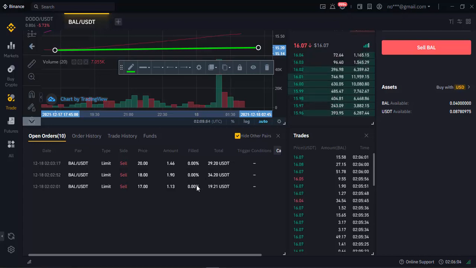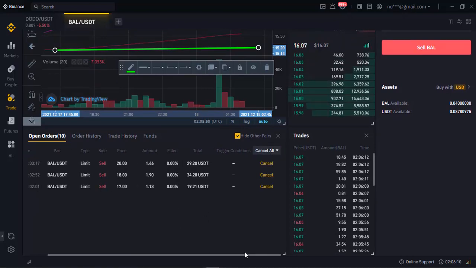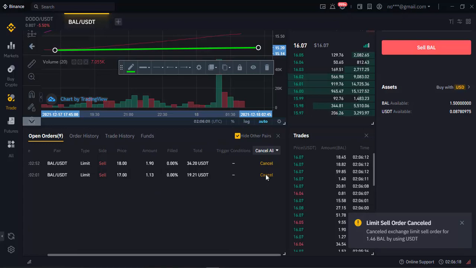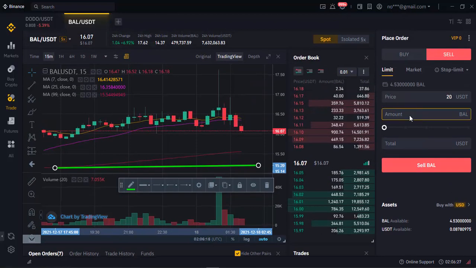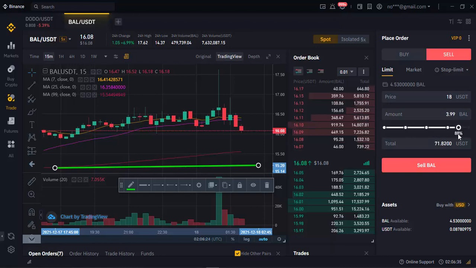But if you want to sell everything at once, I'm going to go ahead and cancel all these orders. We want to set it at once, without dividing them or taking profit at different prices. We can go ahead and say if the price gets to $18, let's sell everything at once, all of them. So we have 81.54 USDT.